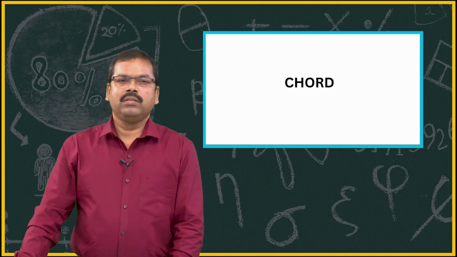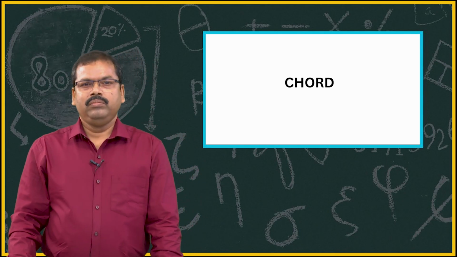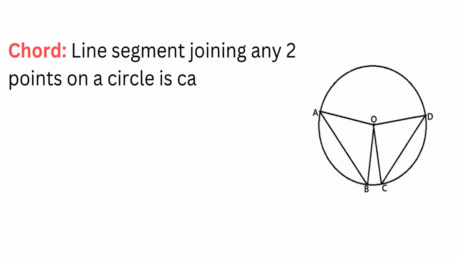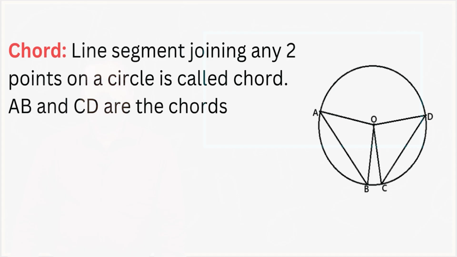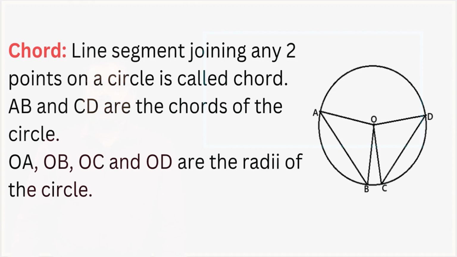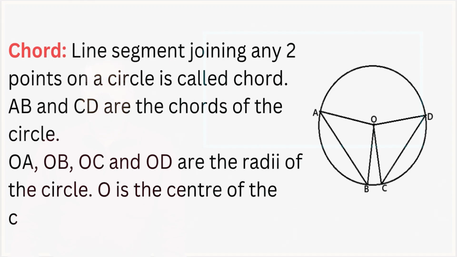Next we will discuss what a chord is. A line segment joining any two points on a circle is called a chord. You see the diagram here. AB and CD are the chords of the circle. OA, OB, OC and OD are the radii of the circle, and O is the center of the circle.